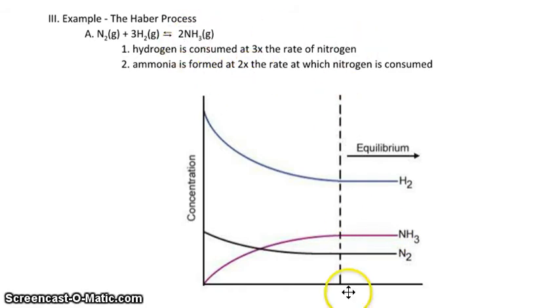But notice at this dotted line, what happens to our graph? The lines are flatlined. What does that mean? Is there any change in concentration? No, there is no change in concentration. It's still a dynamic equilibrium because N2 and H2 are still colliding to make NH3, and NH3 is colliding with another NH3 to go back and form H2 and N2 again. But the overall concentrations have not changed.